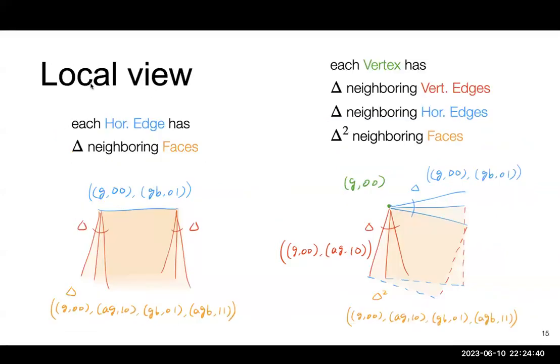Another way to think about these graphs is through the local view. We focus on a horizontal edge and look at the neighboring objects, then you can see that it's connecting to delta number of faces because there are delta choices of A. Instead if we focus on a vertex, then there are delta choices going down and delta choices going horizontally. And notice that each pair of horizontal and vertical edges forms a square. So there are delta squared number of faces. This local view will be important later for the Tanner code construction. So that's the graph.